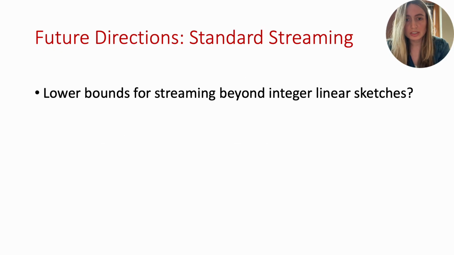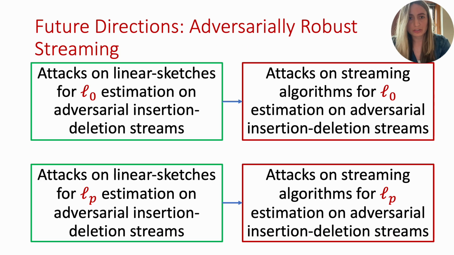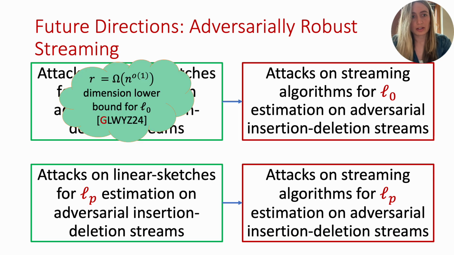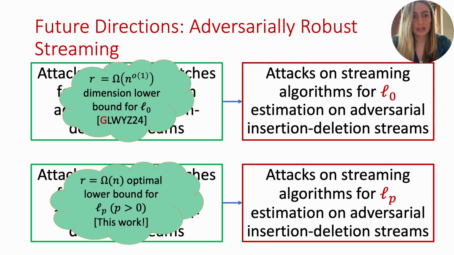So some future directions in standard streaming could be to show lower bounds for streaming algorithms beyond integer linear sketches. And in the world of adversarially robust streaming, currently we already have attacks on linear sketches for L0 estimation and LP estimation in adversarial insertion deletion streams. So a prior work gave an omega of n to the little 1 dimension lower bound for L0, and this work gave an omega of n optimal lower bound for LP. So the next steps could be to show lower bounds for streaming algorithms for LP estimation and L0 estimation on adversarial insertion deletion streams.